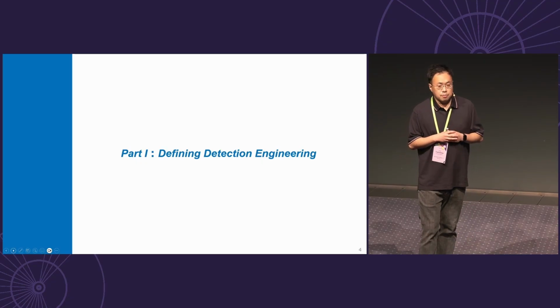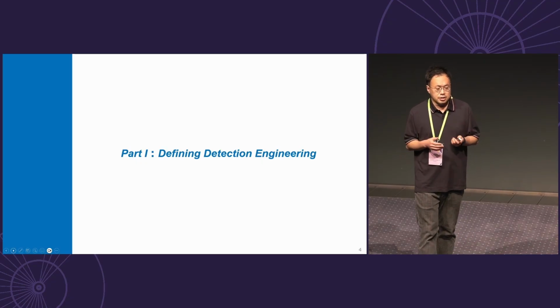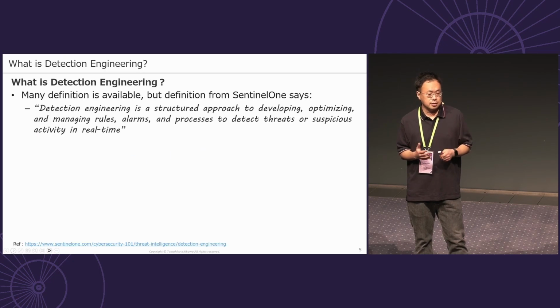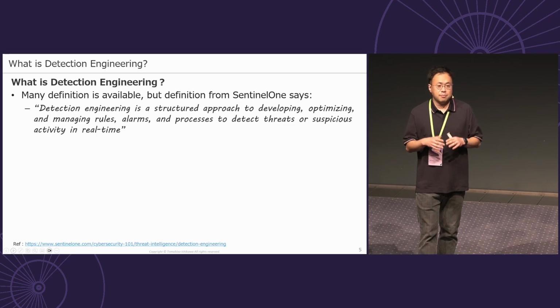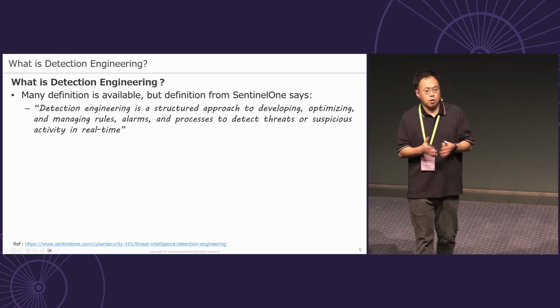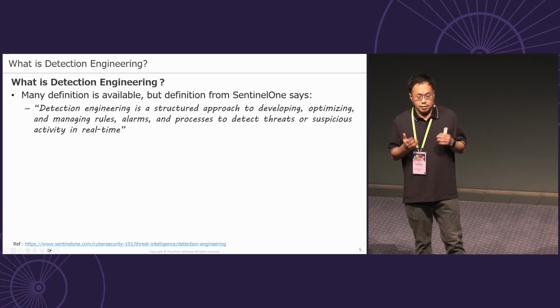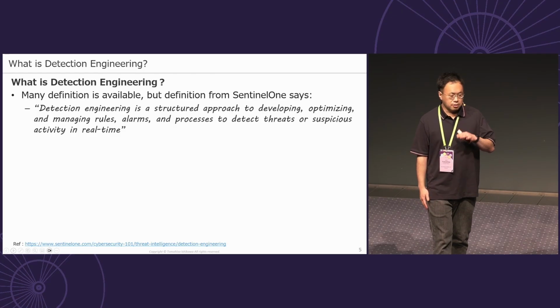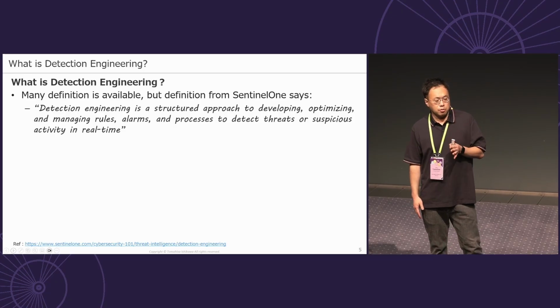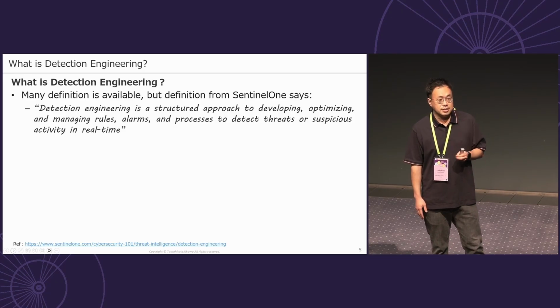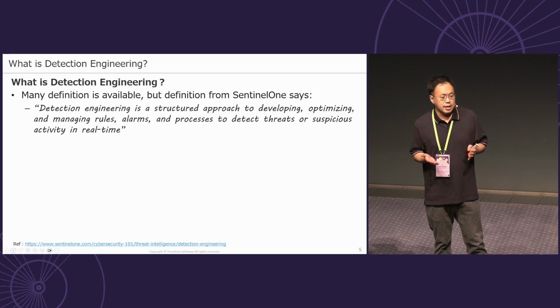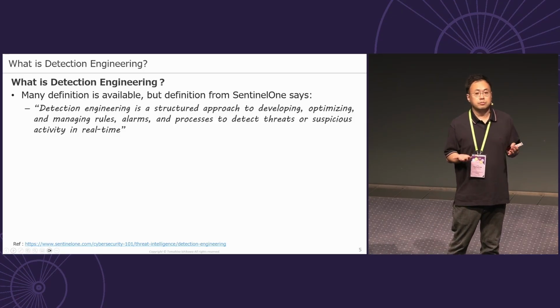Let's go to the first part: what is detection engineering. Actually, there are a bunch of definitions from vendors or white papers right now, but I think the SentinelOne definition is great. Detection engineering is a structured approach to developing, optimizing, and managing the rules, alarms, and processes to detect threats and suspicious activity in real time.